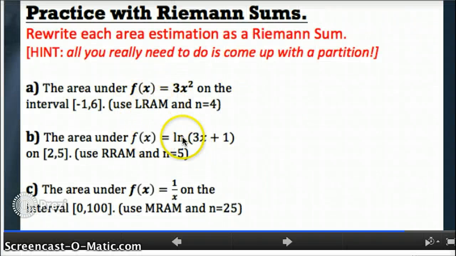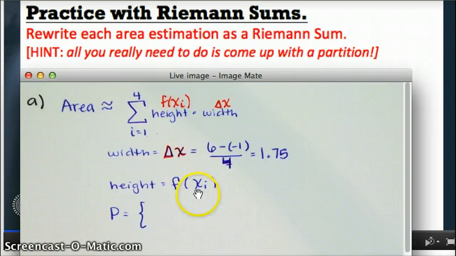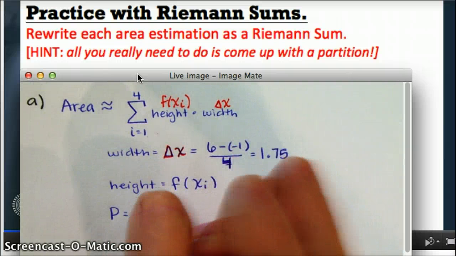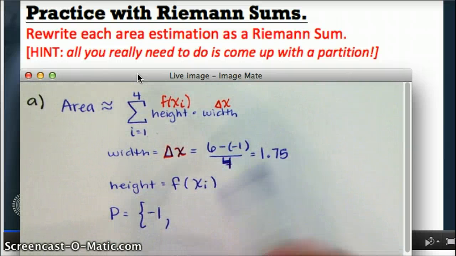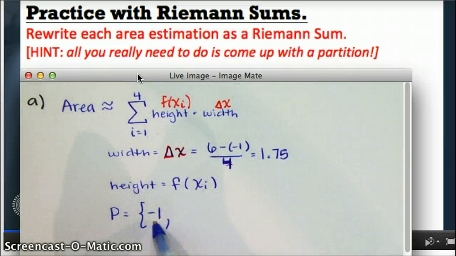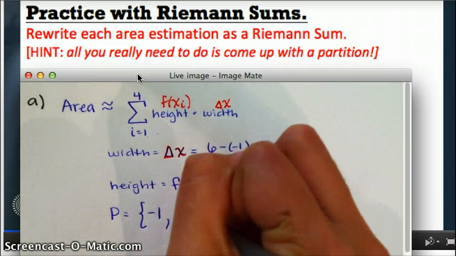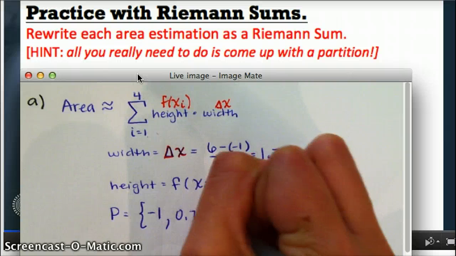Since we know we're doing a left-hand approximation, I know that the first x value for the first rectangle should be the same thing as the a value, the first number in the interval, and that was -1. After the first rectangle, the second rectangle starts 1.75 units later. In other words, if I add 1.75 to -1, I get the next intercept, or the start of the next interval. When I do that addition, it turns out that the next interval starts at 0.075.